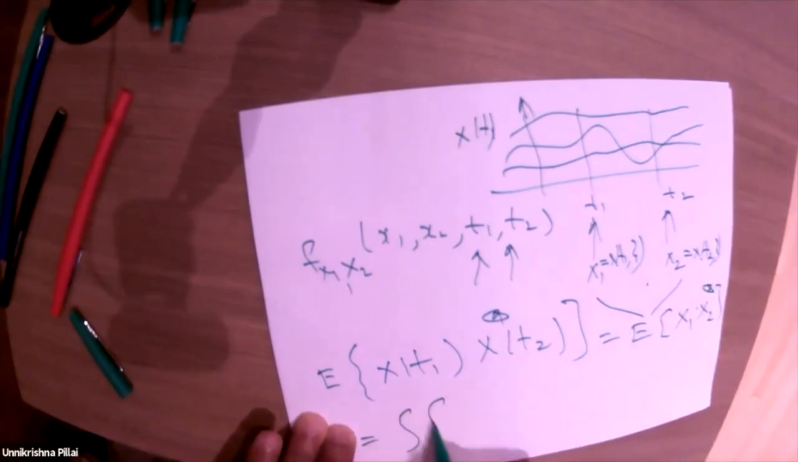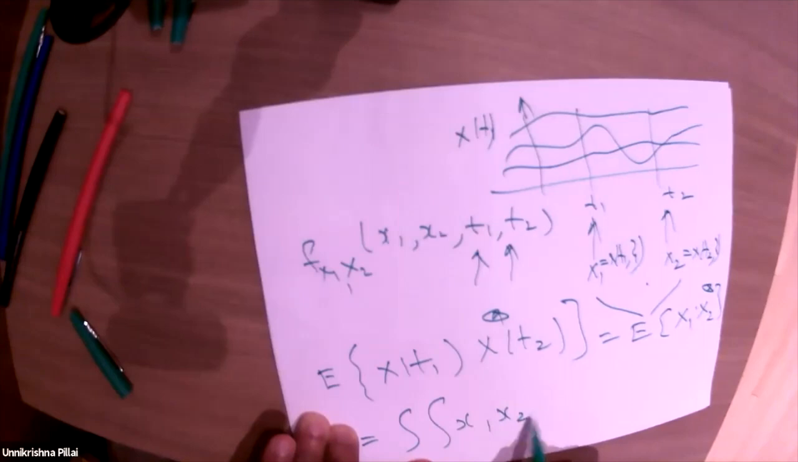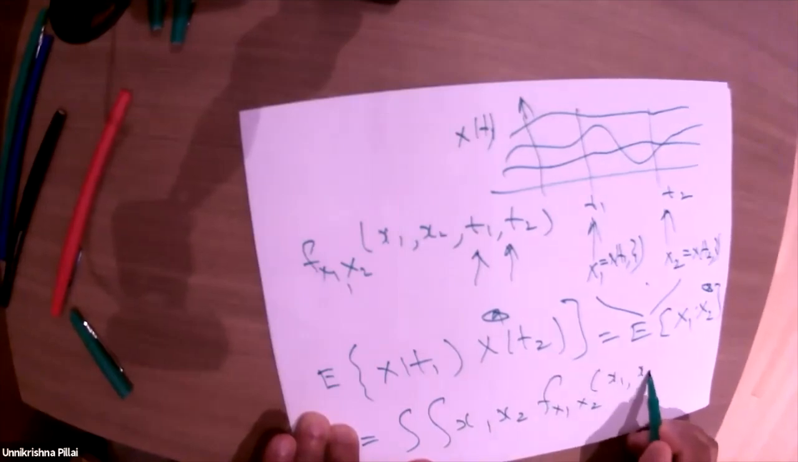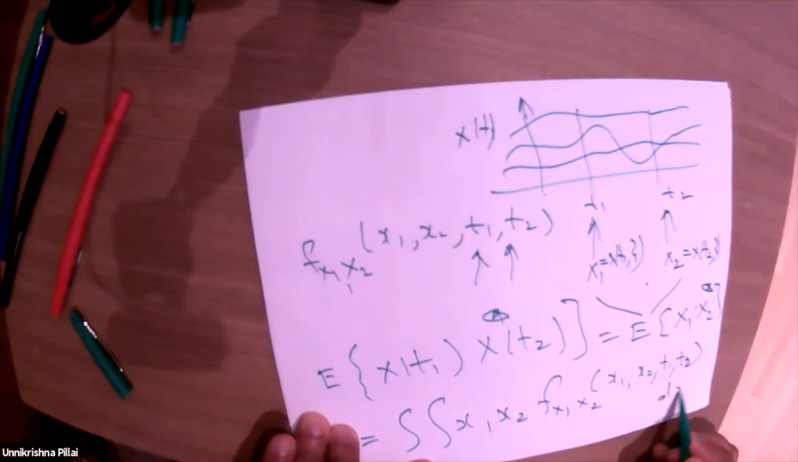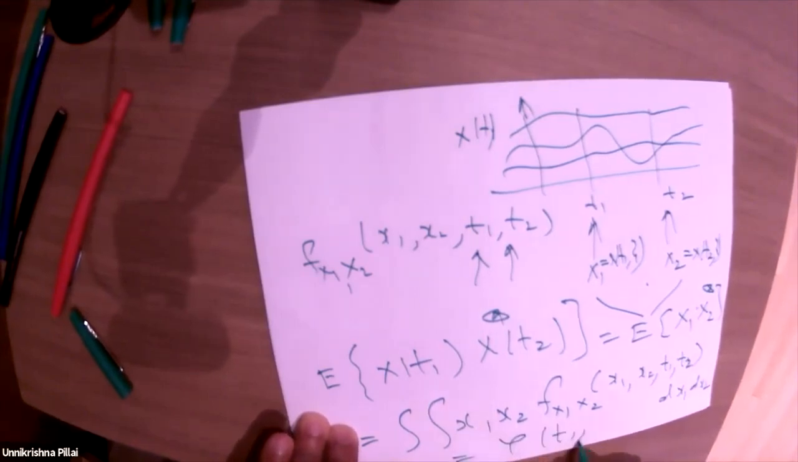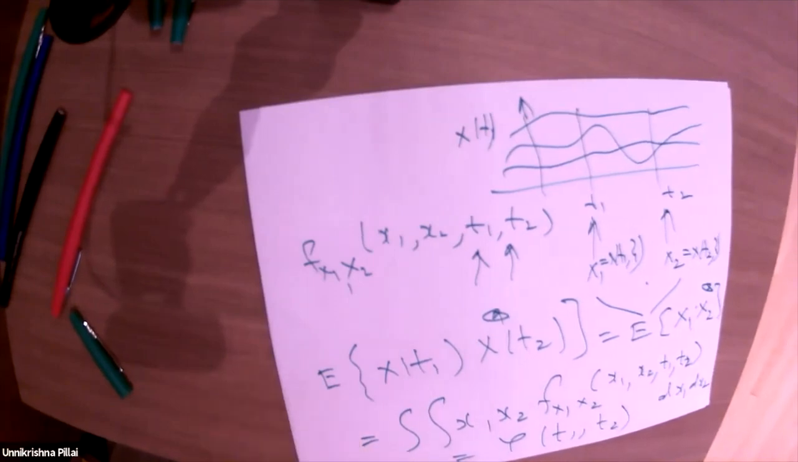This is nothing but the double integral of x1, x2, f of x1, x2, where these density functions happen to be functions of t1 and t2. And I'm not going to make the mistake again: it is dx1, dx2. Okay. So notice this could be a function of t1, t2. That's all I want to say.